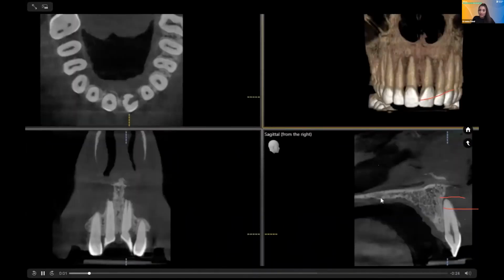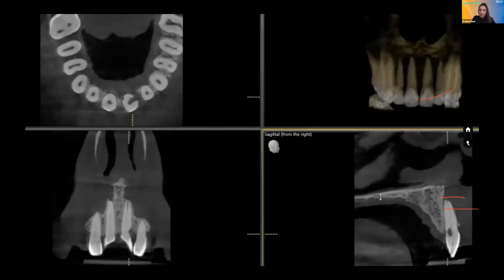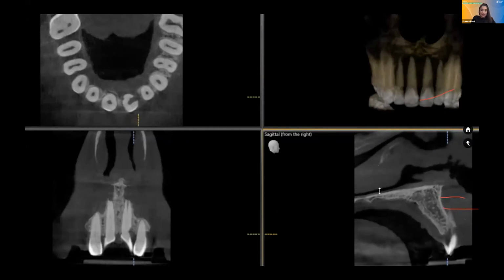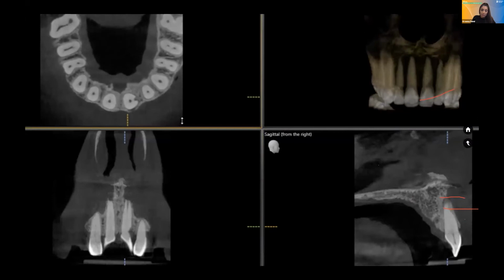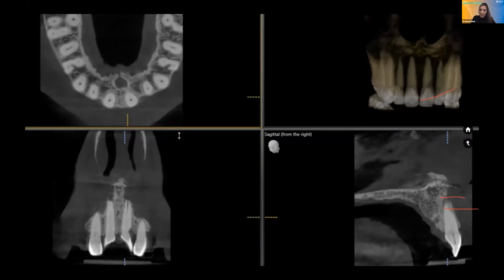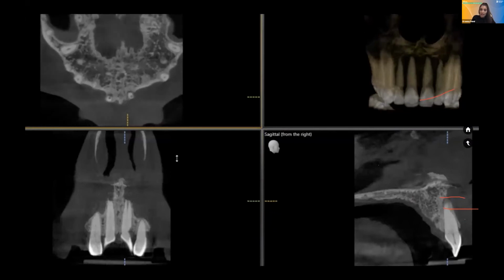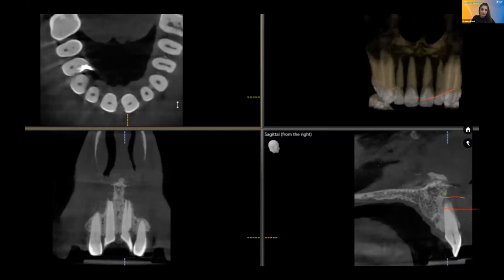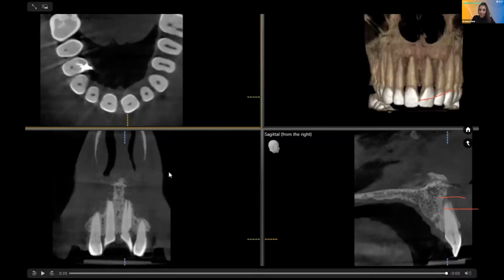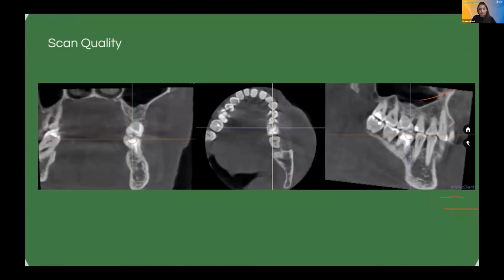So it's a slightly higher dose of radiation for the patient. But to be honest, it's nothing compared to a medical CT scan or anything like that. And as I scroll down, I can see exactly where that resorption is. I know what I'm treating. I'm confident in what I'm treating. So for me, a high definition scan for endodontics is really important. And you can see pretty much with all the anatomy here, I can see exactly what I'm going to face.